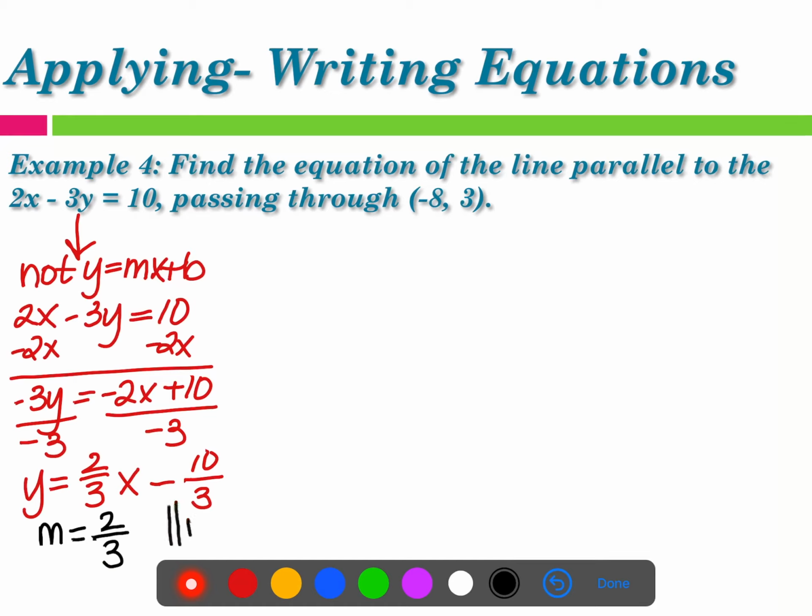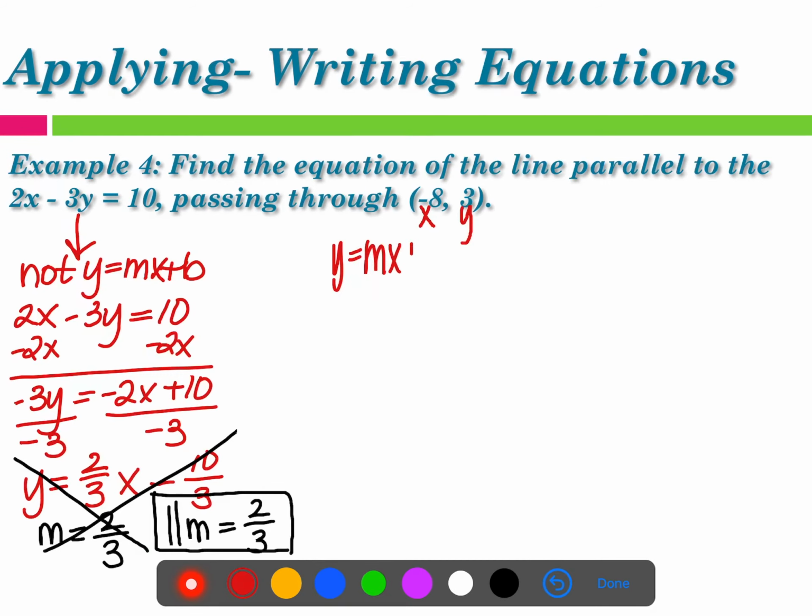I'm looking for a parallel slope. A parallel slope is going to be the same, which is 2/3. Then I'm going to cross out all of that information because I don't use it anymore and I don't want to get confused. So now I'm going to use the ordered pair that was provided and the slope that I just found, and I'm going to solve.